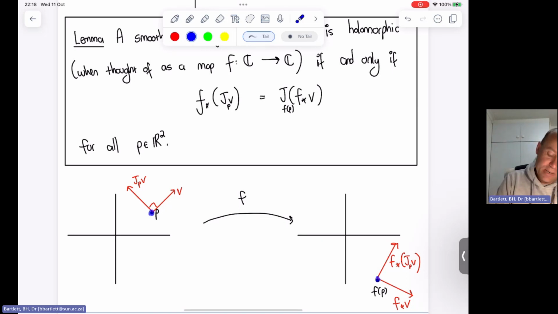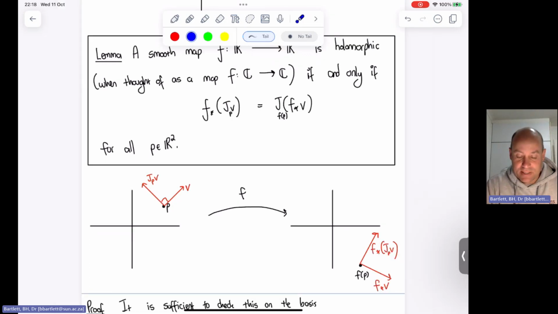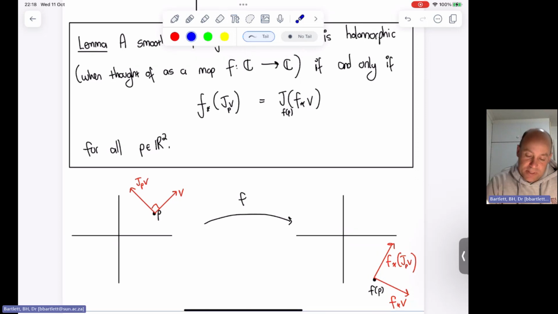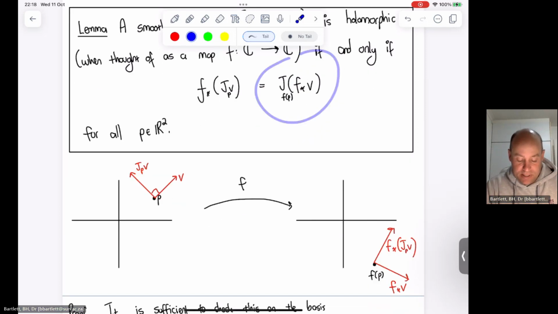And these two things are equal at each point P. If the two things are equal at P, then we say the map is holomorphic at P, and it's holomorphic on the whole plane if it's holomorphic at every point in the plane. So that's the claim. It's a way of characterizing holomorphicity in terms of this J map.